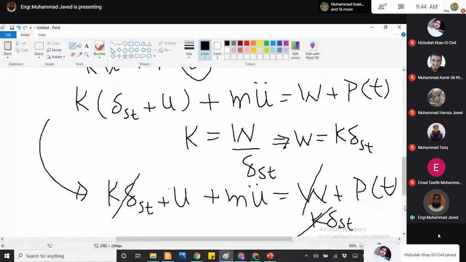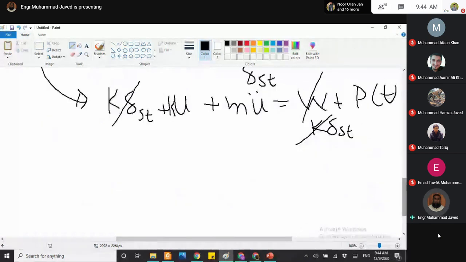यहाँ पर हमारे पास KU आ जाएगा, ये K में लगाना भूल गया. And finally we will have an equation m u double dot plus KU is equal to P of T.